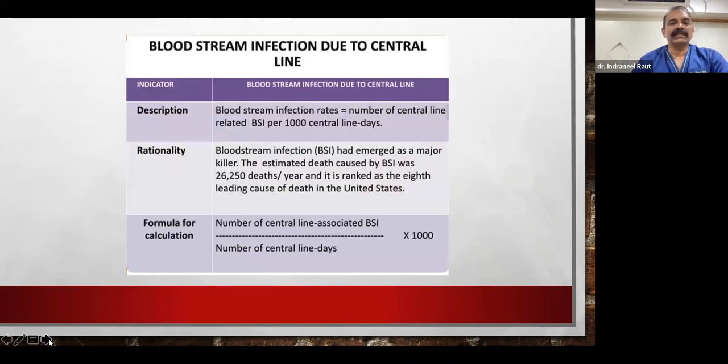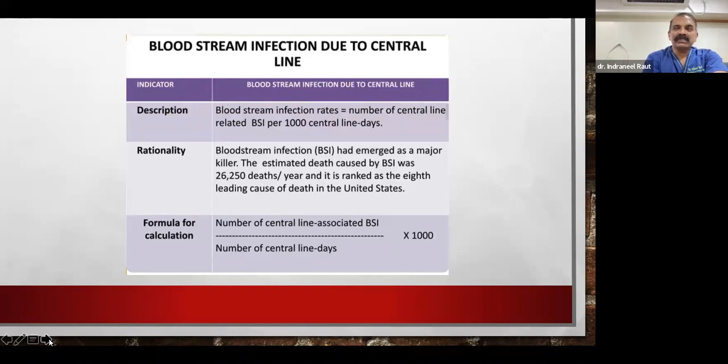So the formula, okay, now coming to the CRBSI. Another important aspect of infection control in the ICU. Its description is bloodstream infection rate, the number of central line related bloodstream infections per 1,000 central line days. This is quite old, this guideline was in 2009. At that time, imagine there were 26,250 deaths per year in the United States, which is a huge, huge amount. I think after that, with a lot of bundles and improvement, the rates are better as far as central line infections are concerned.